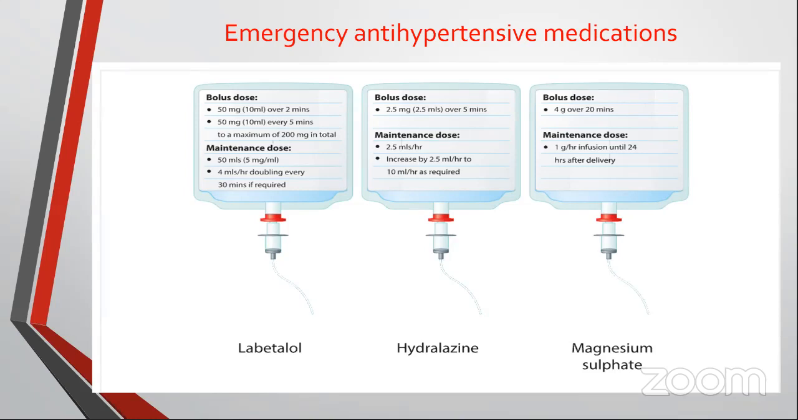And titrating, doubling every 30 minutes. For hydralazine, 2.5 milligram over 5 minutes, then the maintenance dose, 2.5 ml per hour. Magnesium sulfate, we'll talk about it later, but anyhow, the bolus dose is 4 gram over 20 minutes, and the maintenance is 1 gram per hour for 24 hours after delivery.